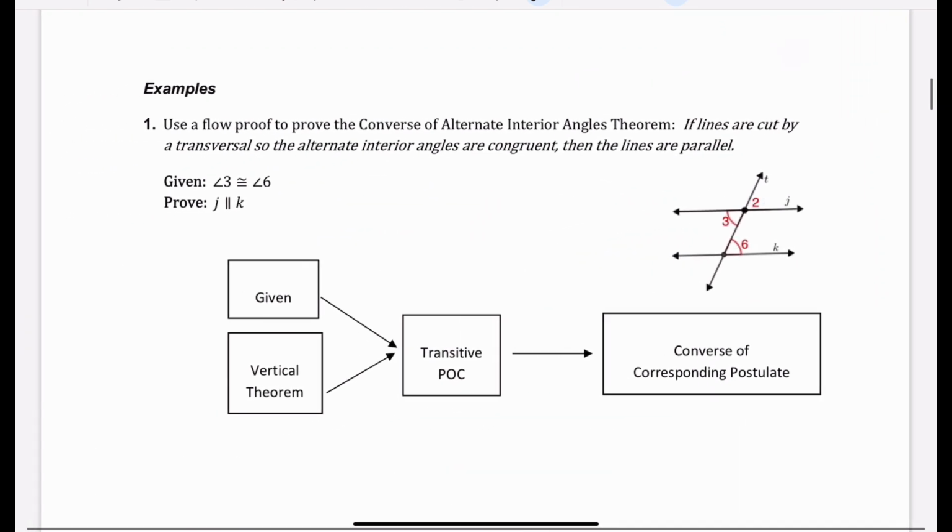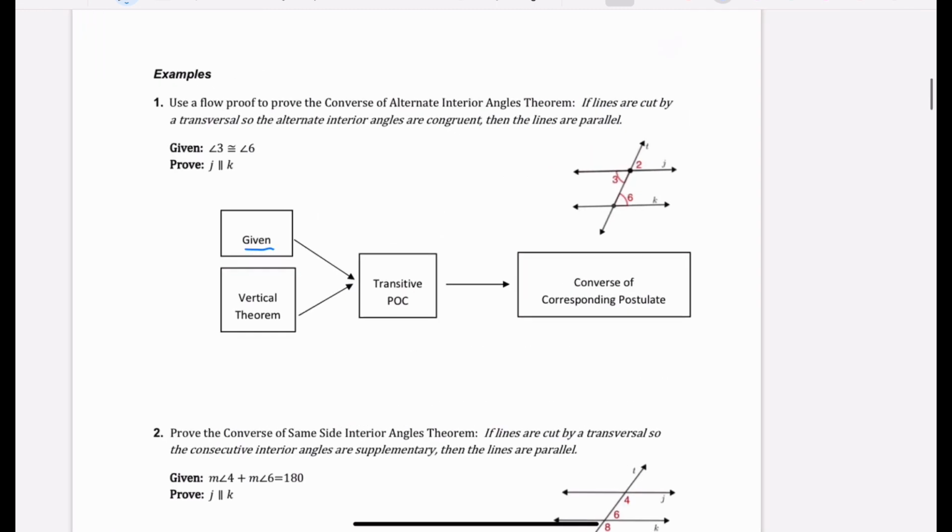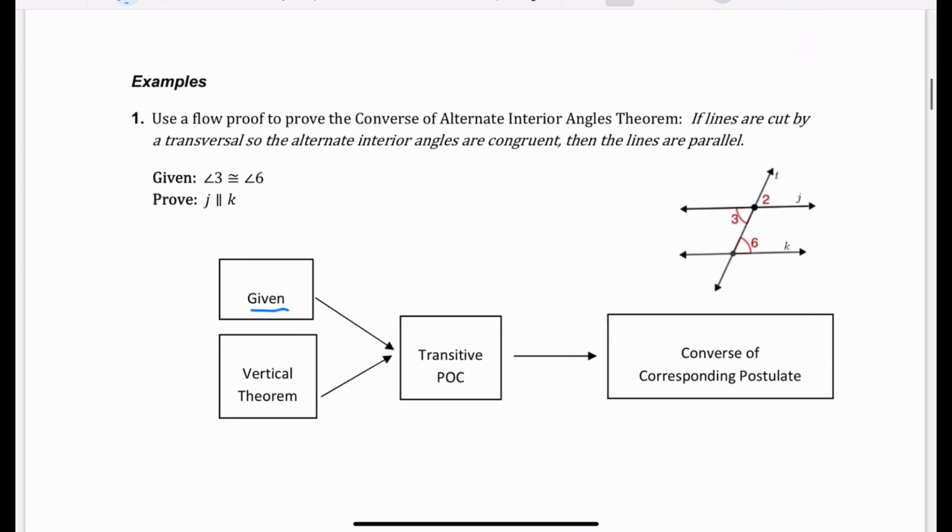Let's do a flow proof. A flow proof is a flow chart that proves something. So we're going to just fill in these boxes to figure out this flow proof. The first statement's reason is given. So we are going to write the given information in this box. Angle 3 is congruent to angle 6. So that is our given information.